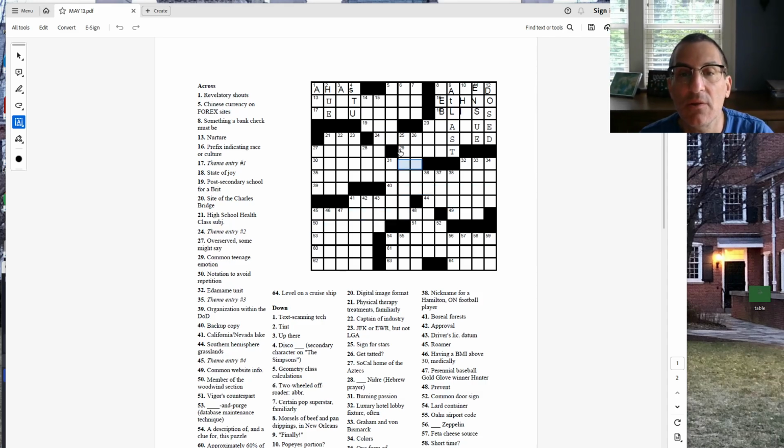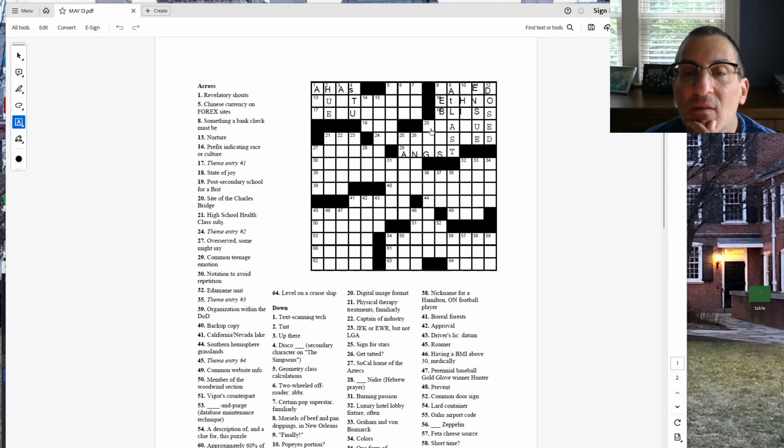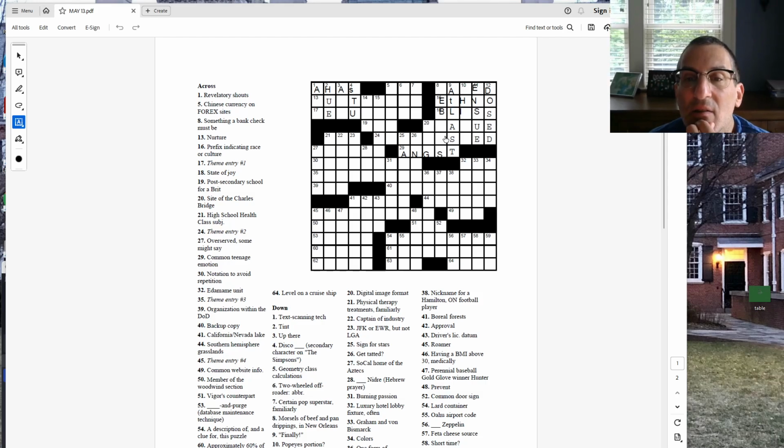Common teenage emotion is going to be angst, obviously. Let's do A, N, G, S, T. 20 down, we'll get that. Digital image format. Well, this looks like JPEG. But then what on earth is this Charles Bridge thing? Could be MPEG? I don't know. Yeah, it could be MPEG because it just says digital image. That doesn't really make sense either. Maybe it's not in SIU.